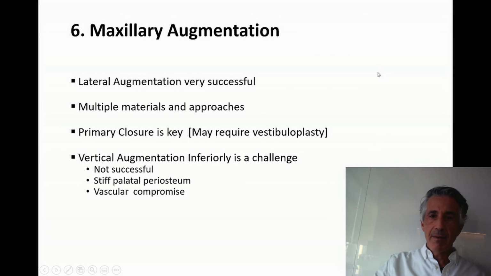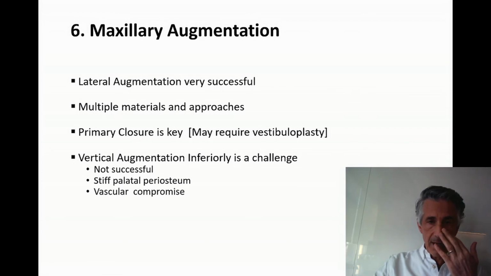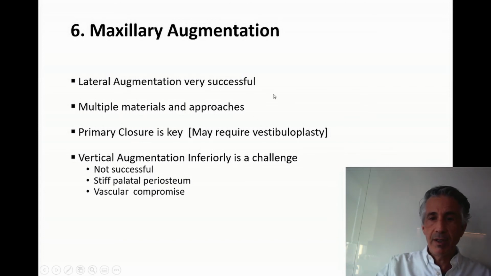Maxilla is a little bit different. Any lateral augmentation is very successful. Vertical augmentation, so multiple materials and approaches. We have key primary closure, because unlike, let's say, the tent pole I just showed you, we don't get saliva contamination. But for maxilla, you always go intraorally. You're always going through mucosa and gingiva. So contamination is a problem.